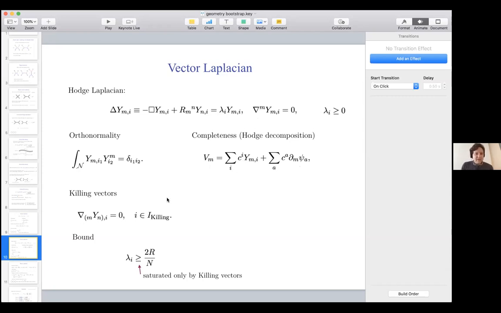There's a special value for the transverse vectors, which are the Killing vectors, which satisfy the Killing equations. Those are there if you have isometries of the internal manifold. And there's a bound which says that the eigenvalues have to be greater than 2 times the curvature over n, and this bound is saturated only by the Killing vectors. So if you have negative curvature, then the fact that they're all positive kicks in, and you can never saturate this bound. That's why you don't have any Killing vectors on negatively curved compact manifolds.